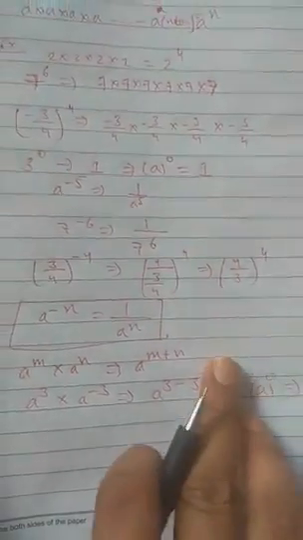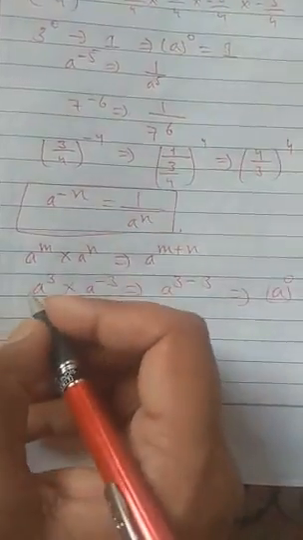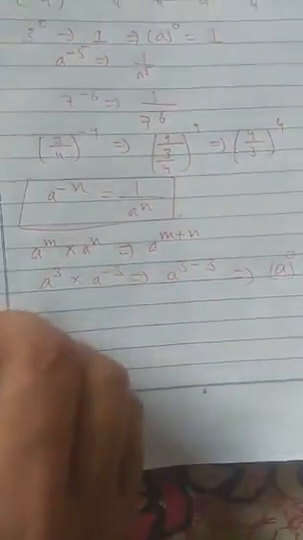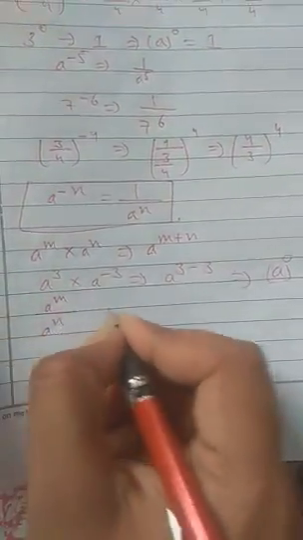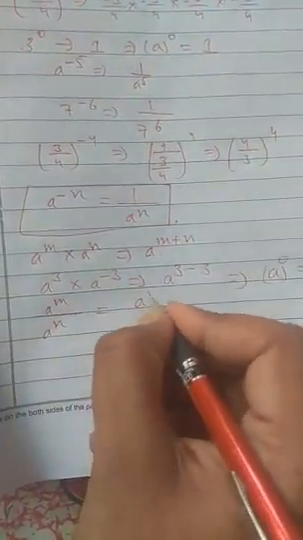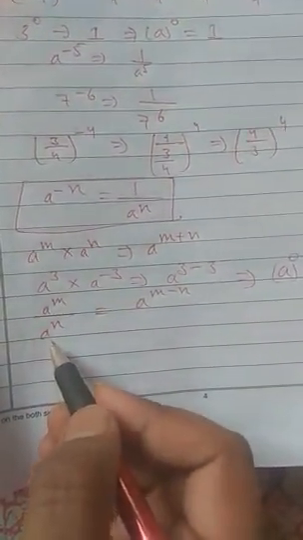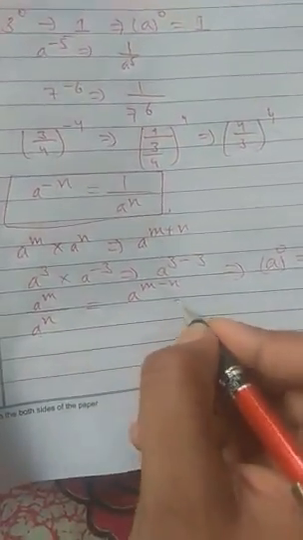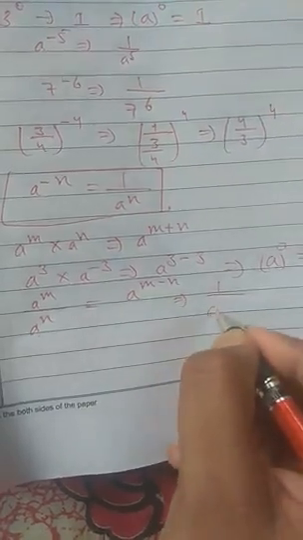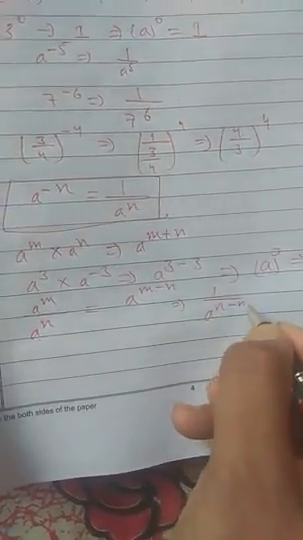Similarly, some more properties we can have. The fourth one: a power m upon a power n results in a power m minus n. Or we can have it as 1 upon a power n minus m.